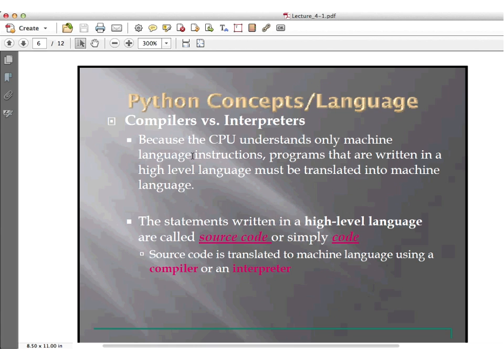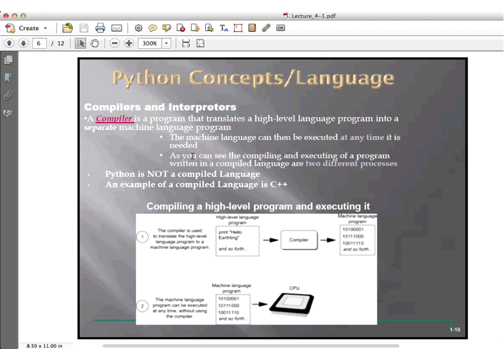Okay, so we have compilers versus interpreters. You write the statements in some sort of high-level language, and that's called source code or code. Your source code is then translated to machine language using either what's called a compiler or an interpreter. Python is interpreted. A compiler is a program that translates a high-level language into a separate machine language program and typically compiles down to a .exe file or a .com file. Python is not compiled. C is compiled, C++ is compiled.